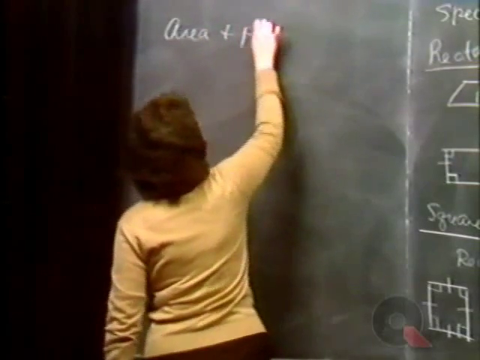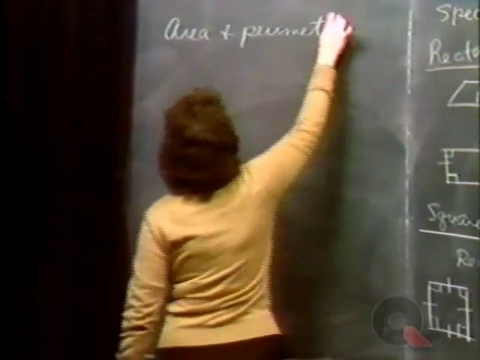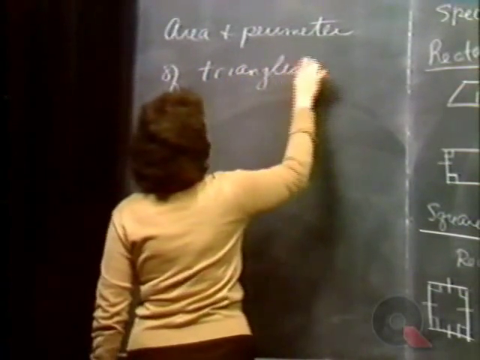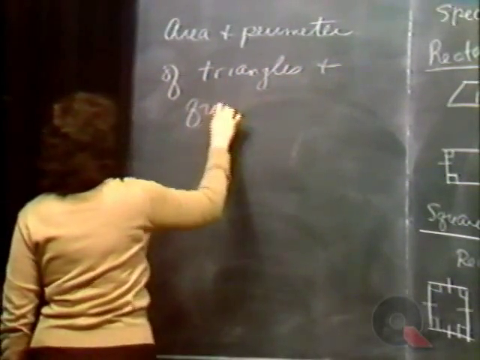Area and perimeter of triangles and quadrilaterals.